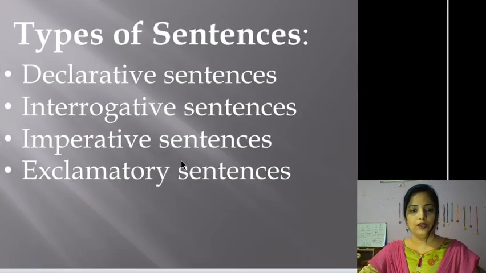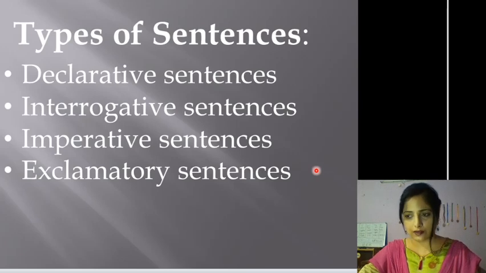Okay, what do we have here? Types of sentences. There are four types of sentences, as you can see. These are the main types of sentences. There could be subtypes, but we are discussing the basics. The first type of sentence is the declarative sentence. A declarative sentence means any normal statement made by you or me.